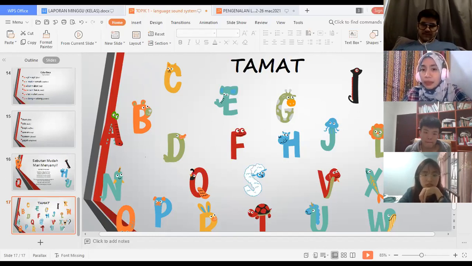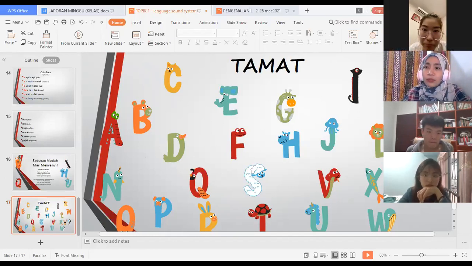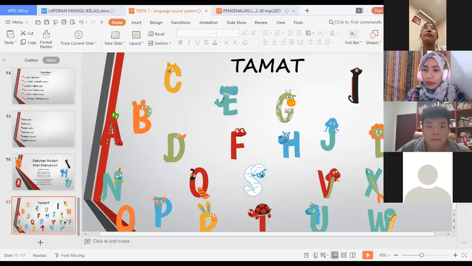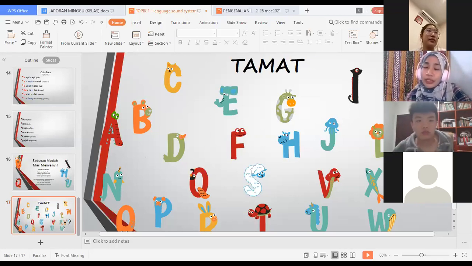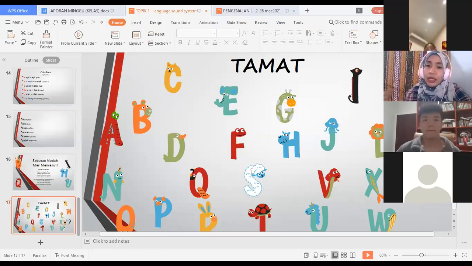This is a table in English. The second one, buku. What is it? You have to download an application dictionary, a Malay dictionary, a Malaysia English dictionary. So you will find the meaning of these words. This is very easy.